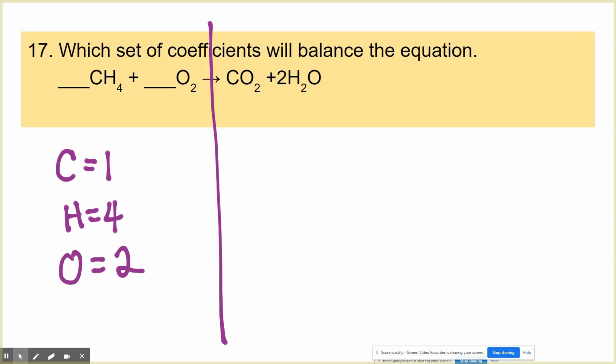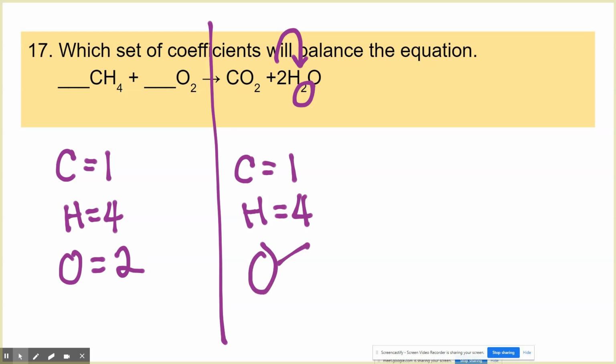On the other side, let's figure this out. I got C 1. H here, look closely, guys. There's a 2, but again, the big 2 multiplies the H. So again, I got a total of 4 H's. O, look closely, guys. I got O in 2 places. Here, 2. And on the other side, I got this O, but it's also multiplied by the coefficient 2. So this is a 2, a total of 4.